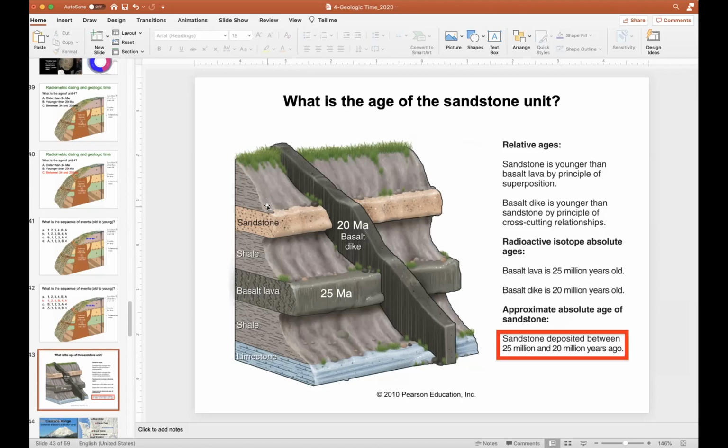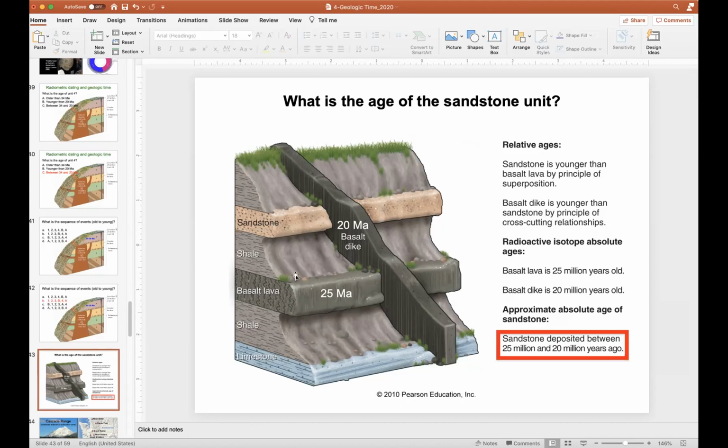Put some numbers on it. A range. I'm not looking for one number. I'm looking for a range. Between 20 and 25 million years. Yep, that's exactly it. Oh, I guess it kind of says that in the red box. I didn't even notice that. That's fine. I'm not saying that you did. I was just looking at the diagram.